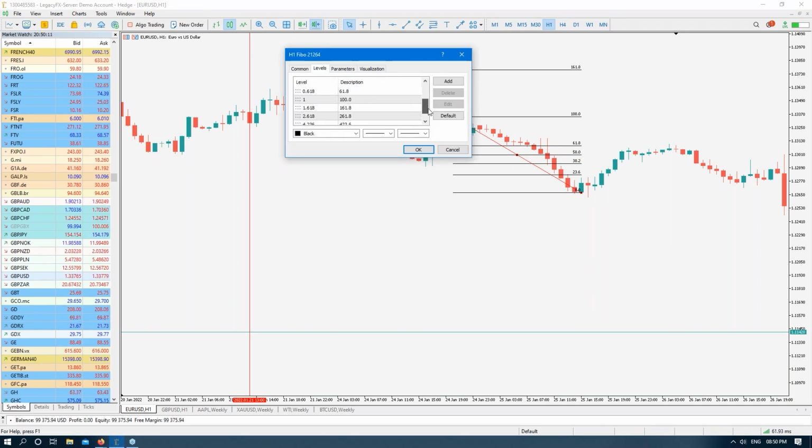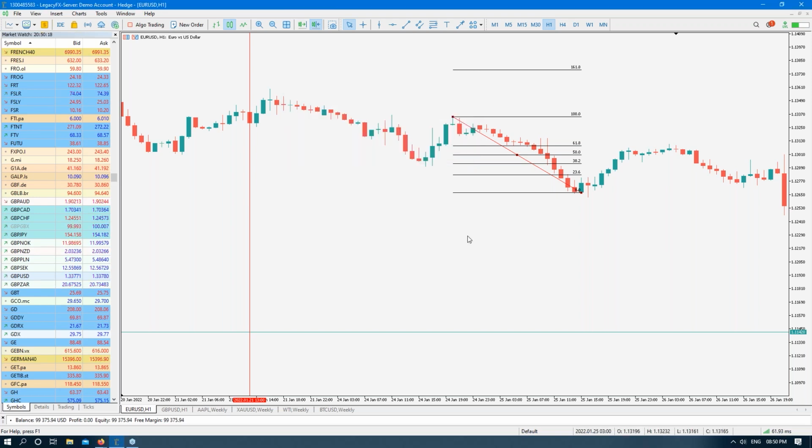Levels. Do I have to add them? Really? I have to add the negative? Okay, well, we're not going to do that, but anyway.